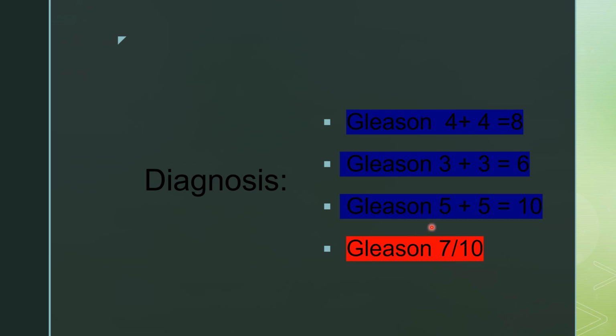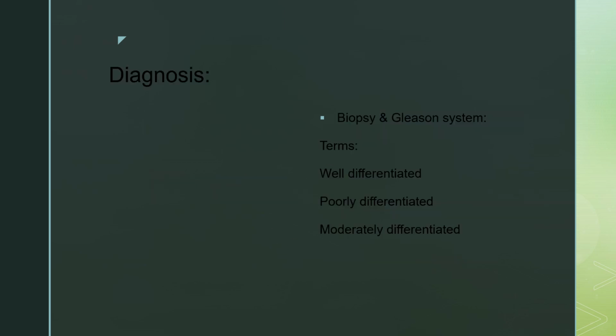When it is 7 over 10, like I've explained earlier, 7 is what the patient is having, 10 is the worst anyone could have. So having 7 out of 10 means you are not yet 8, you are not yet 9, and you are not having the worst.